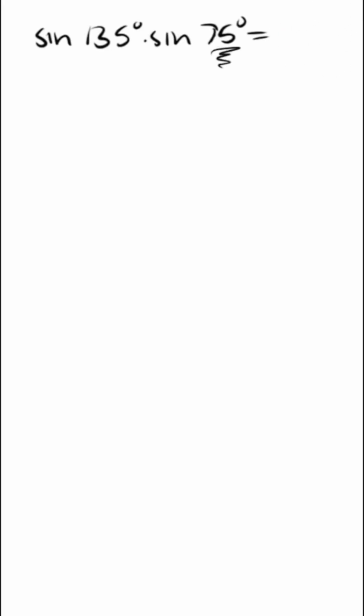Now using your knowledge of the prior video, you probably could have figured out what sine 75 degrees was using the addition identities. However, a more efficient way to do this is with our knowledge from this video.